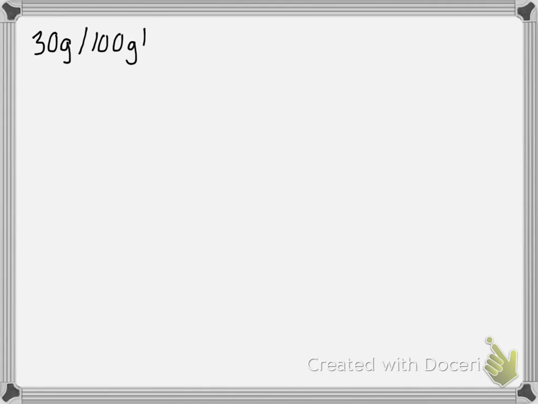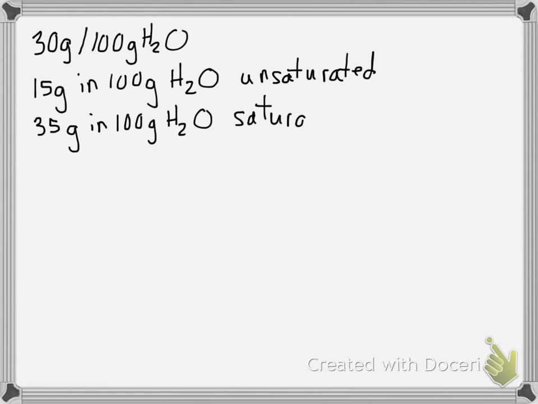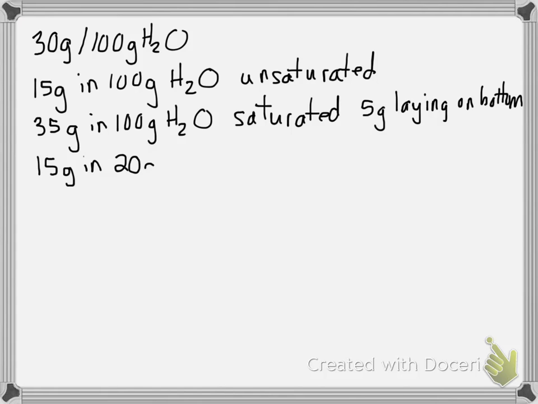As far as saturated and unsaturated goes, if you have a solubility that is 30 grams per 100 grams of water, that would be given information. And so what that would be telling you is if I had 100 grams of water, I could put 30 grams of the solute in and it would dissolve. So if I put in less than that, if I have 100 grams of water and I put in 15 grams, that would be an unsaturated solution because 100 grams of water could hold 30, but I just put in 15, unsaturated. If I put in 35 grams in 100 grams of water, that would be saturated because it could only hold 30. I put in more than that. There would actually be 5 grams laying on the bottom.